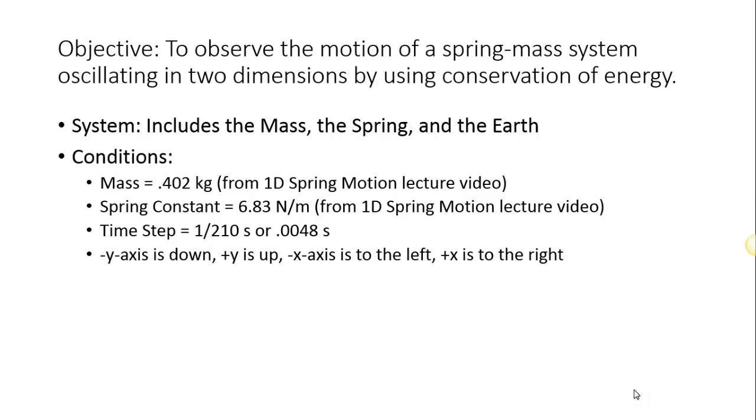Some conditions. We set the mass equal to 0.402 kilograms, which is from the 1D spring motion lecture video, a spring constant of 6.83 newtons per meter from the 1D spring motion lecture video. We set the time step equal to 1 over 210 seconds, or 0.0048 seconds, and said negative y-axis is down, positive y-axis is up, negative x-axis to the left, and positive x-axis to the right.